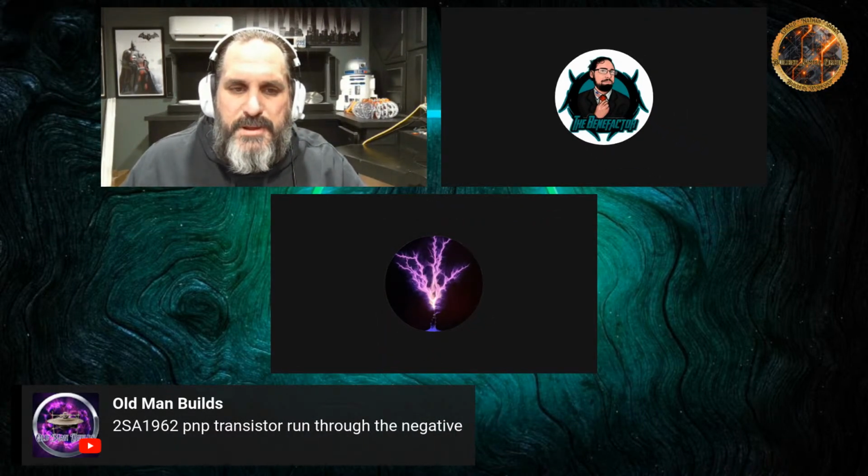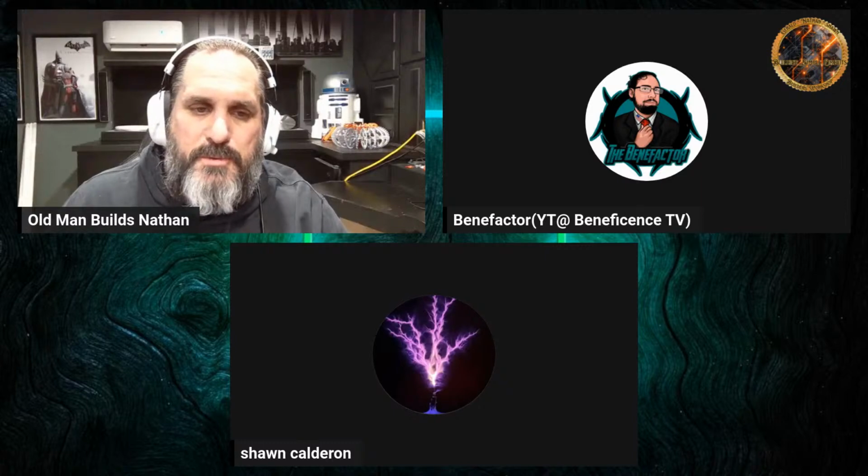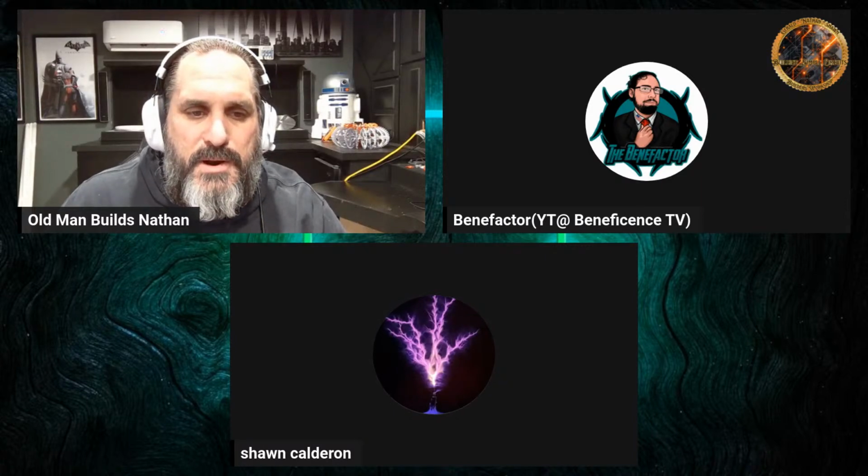2SA1962, it's a PNP transistor. Run it in negative, not positive. That basically means that the power is pulling through your negative and not through your positive. I have a video on it. Best Slayer exciter circuit ever.